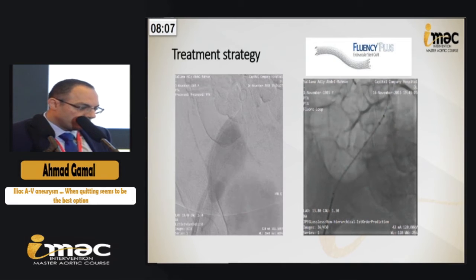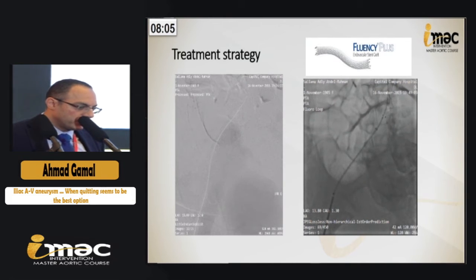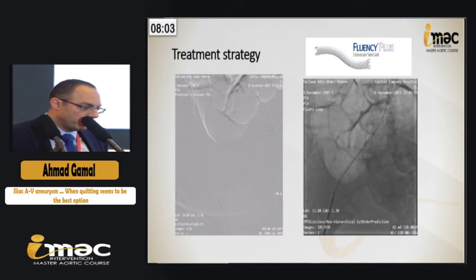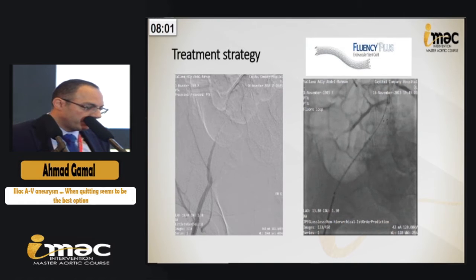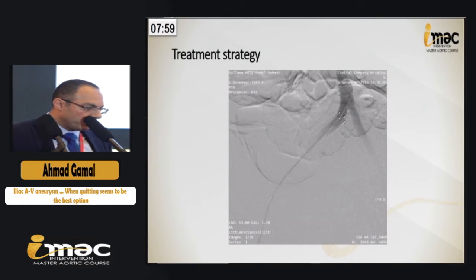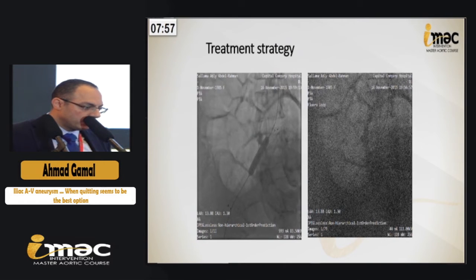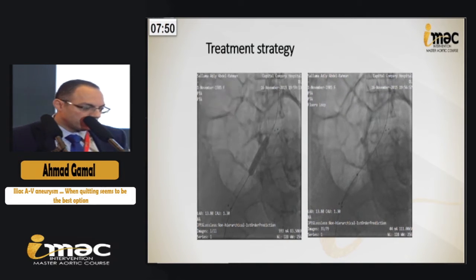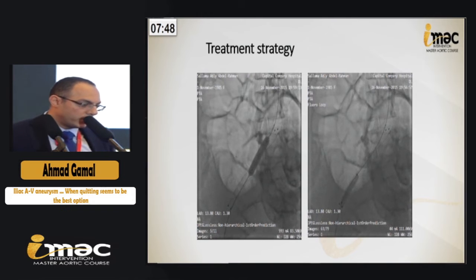So we decided to insert a covered stent. It was a Fluency 12 millimeter by 10 centimeter length. Then we did post-stenting balloon angioplasty. We used two size balloons so we could post-dilate the external iliac component and the common iliac component.